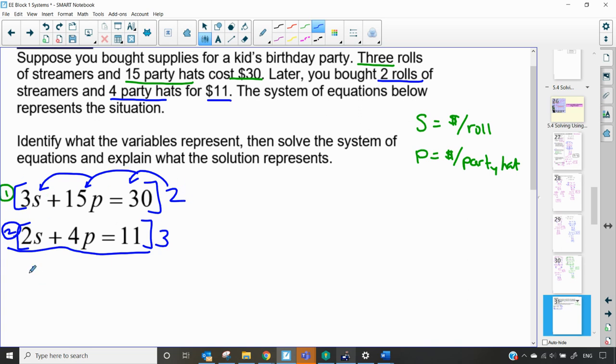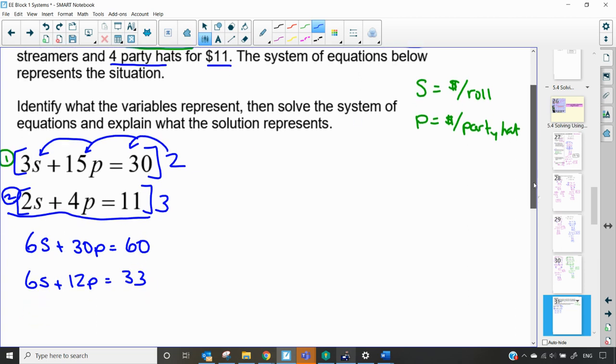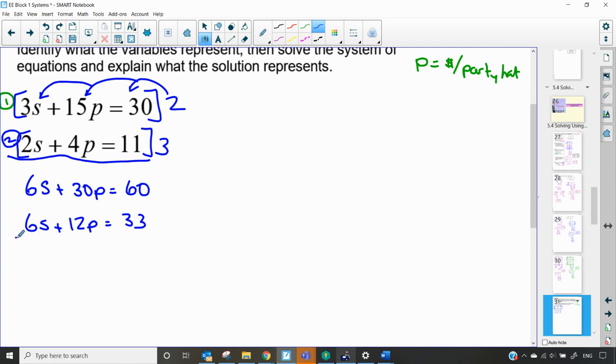2 times 3S is 6S. 15P times 2 is 30P. I said S and I wrote x. All right, let's try that again. So 6S plus 30P equals 60. And multiplying the second one through here, I have 6S plus 12P equals 33. It's so common for us to want to write x's all the time because that's the variable we're most commonly used to using.